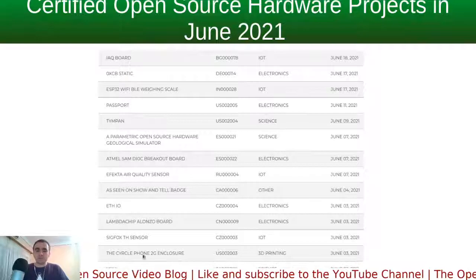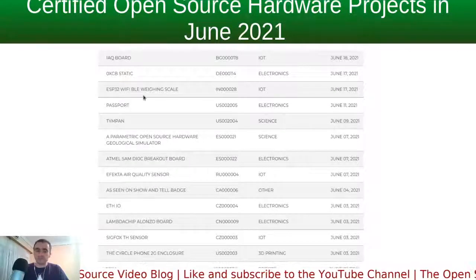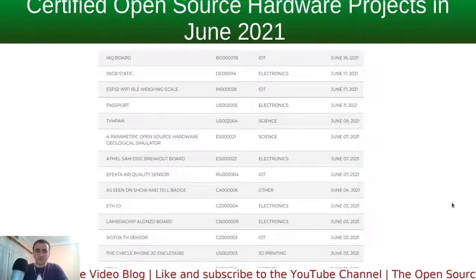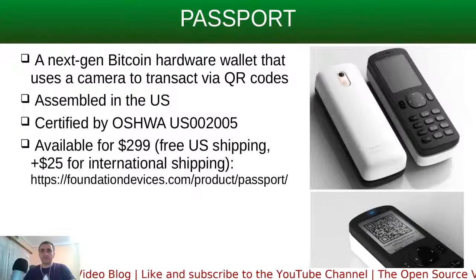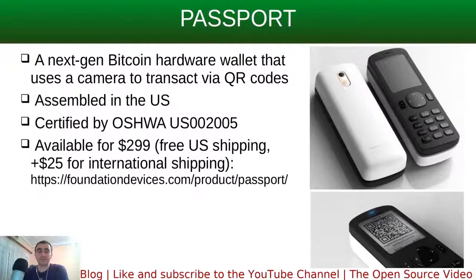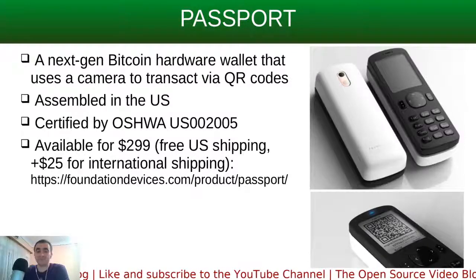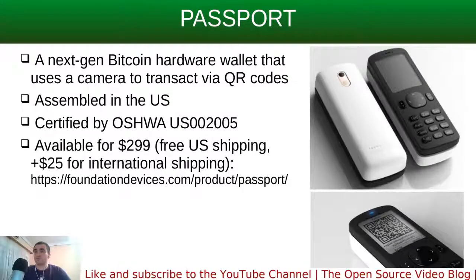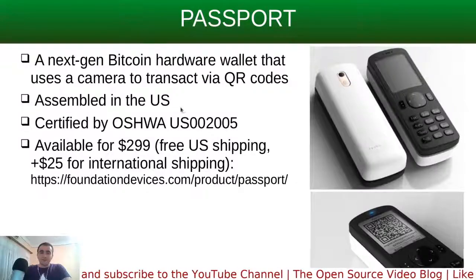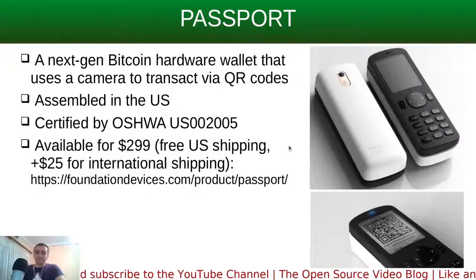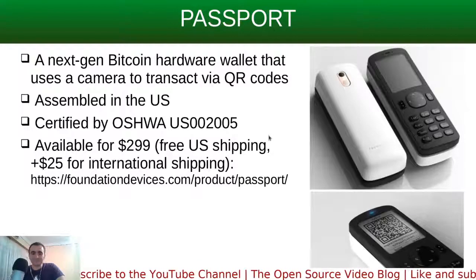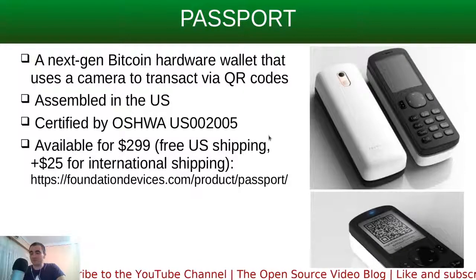and in June they selected a long list of projects. We're gonna cover in more detail some of these projects. Let's start with Passport, which is a next generation Bitcoin hardware wallet that uses a camera to transact via QR codes. So this thing that looks like an old school phone is actually a cryptocurrency wallet, especially for Bitcoin.